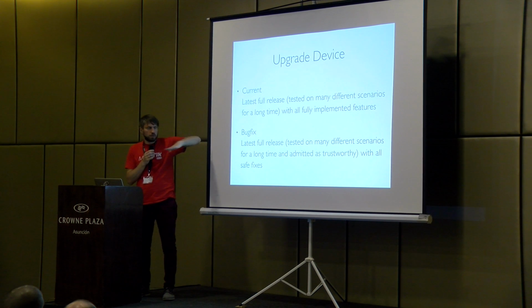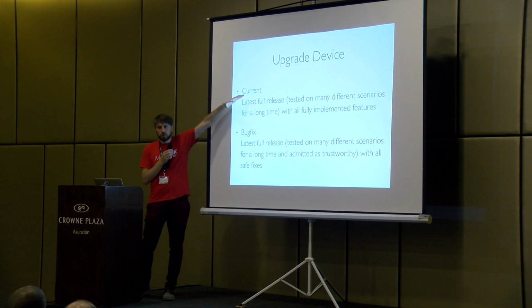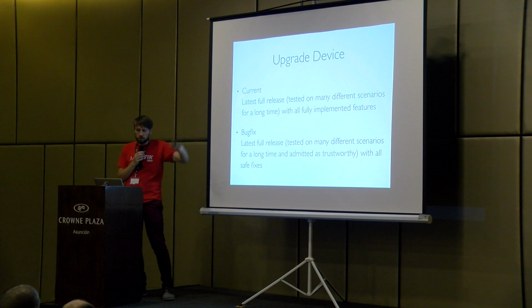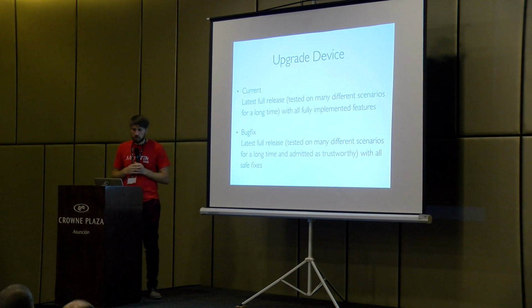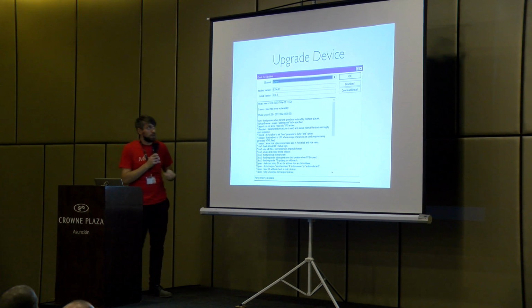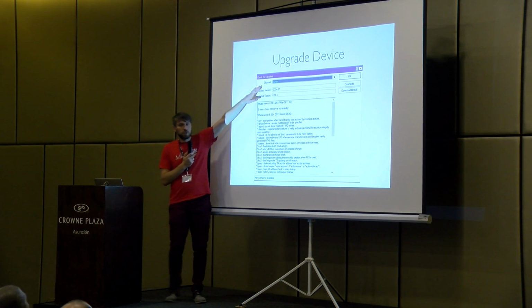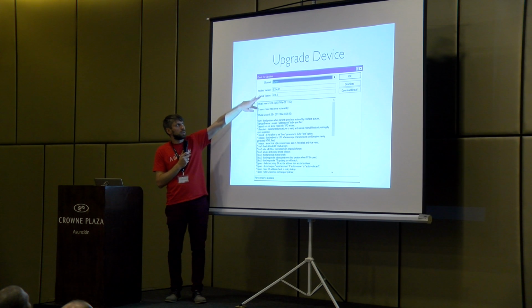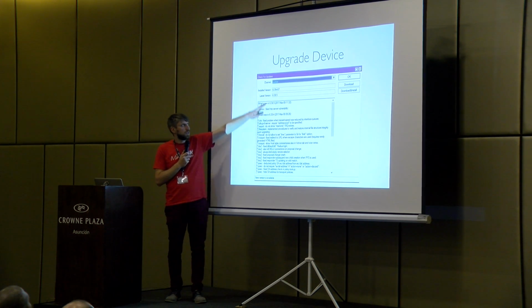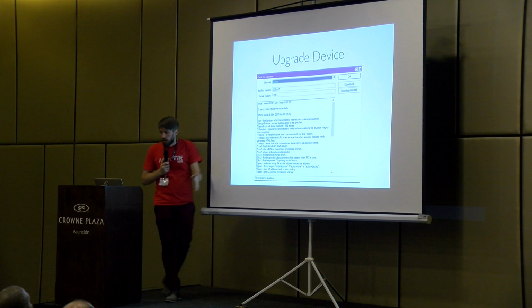The current one contains the same bug fixes, but also new features that were added after that version. In RouterOS, in the system package, you can select the channel, and you can automatically see what is the latest version, see the changelog, and then upgrade.